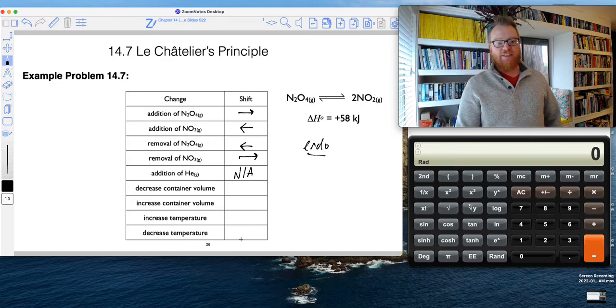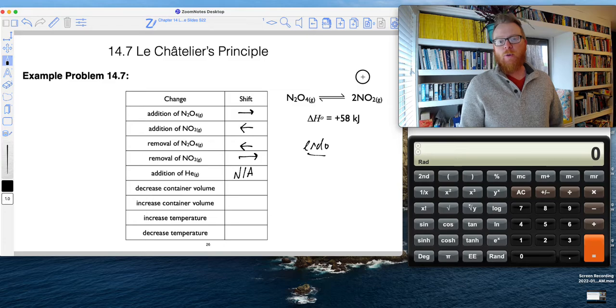Okay, so now here's decreased container volume. Remember, we've got 2 molecules here and 1 molecule here. So if I decrease the container volume, then my number of moles also needs to decrease. And so that means I've got to shift to the side that has fewer molecules. So in this case, it's going to be to the left. And if I increase the container volume, I need to increase the number of moles. So it's going to shift to the side that has more moles. So that means in this reaction, it's going to shift to the right.